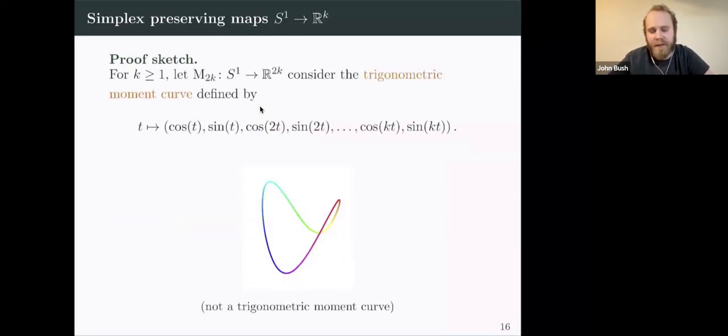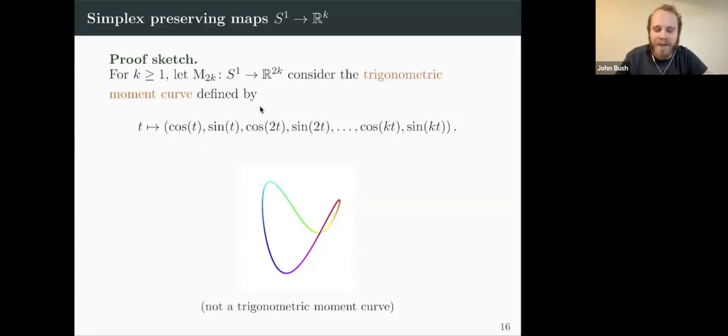One direction is fairly straightforward: finding these simplex preserving maps. It turns out that there are these trigonometric moment curves. This is a map from the circle to R^2k, defined by taking t to the vector cosine t, sine t, cosine 2t, sine 2t, etc., up through cosine kt, sine kt. If k is equal to 1, this is a map from the circle into the plane. So this is just t goes to cosine t, sine t. That's just the standard inclusion.